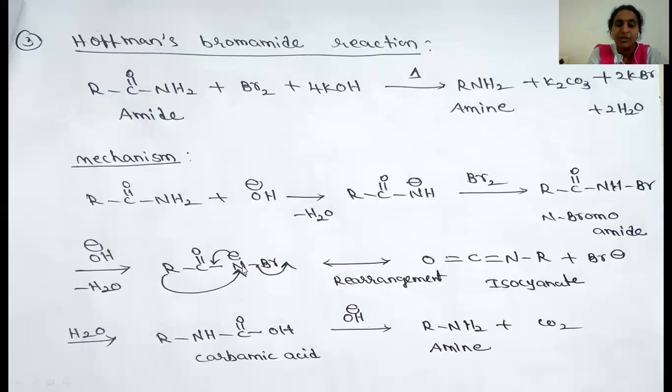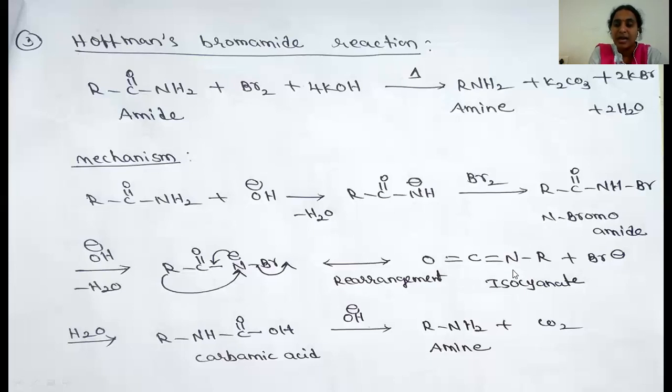First, nitrogen gives its lone pair of electrons to this bond. Simultaneously, this R group along with this bond shifts towards the nitrogen, and this Br is eliminated as Br minus. This molecule undergoes rearrangement and produces O=C=N–R. So finally it produces the isocyanate. This structure is called an isocyanate, and it liberates the Br minus.